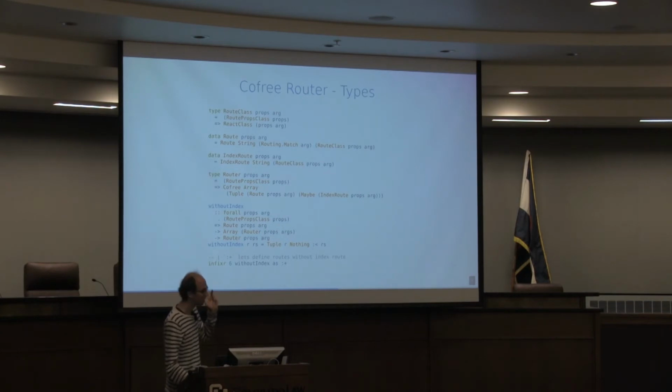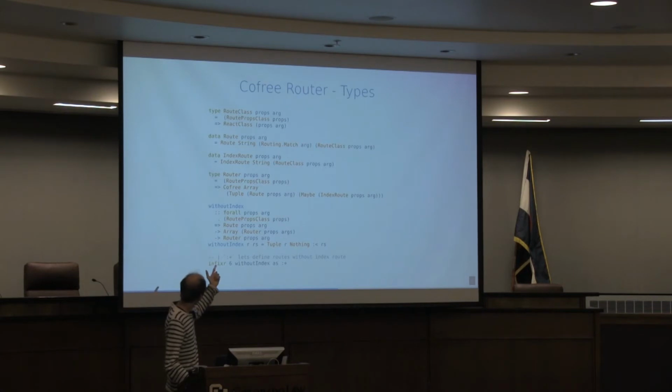So this arc is the location kind of thing that you will get from the URL. Then there is the route and index route. We'll ignore the index route, but the route is just a string, which is basically an identifier, a name. Then the routing match, which is the parser that will match for a given route, and the class that you want to mount at this location.